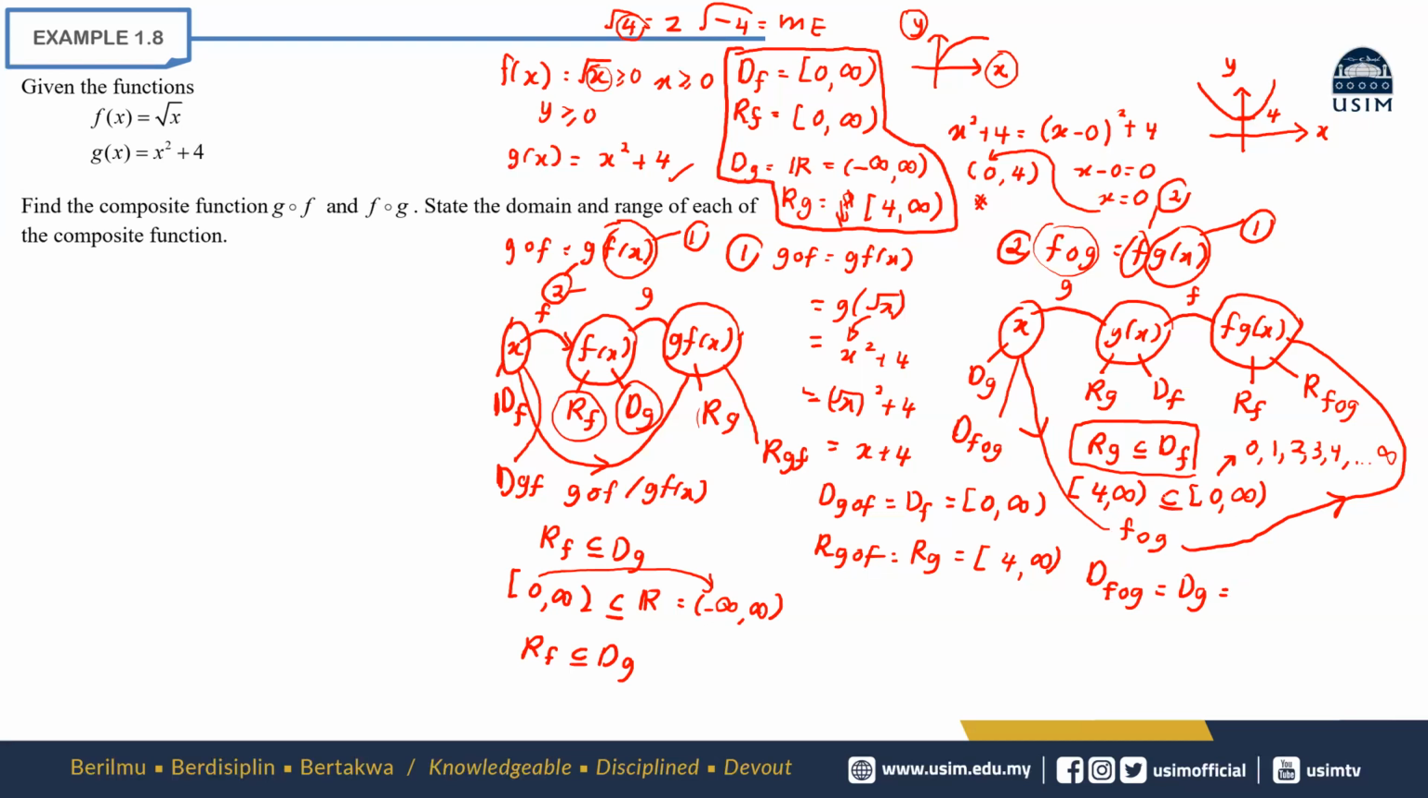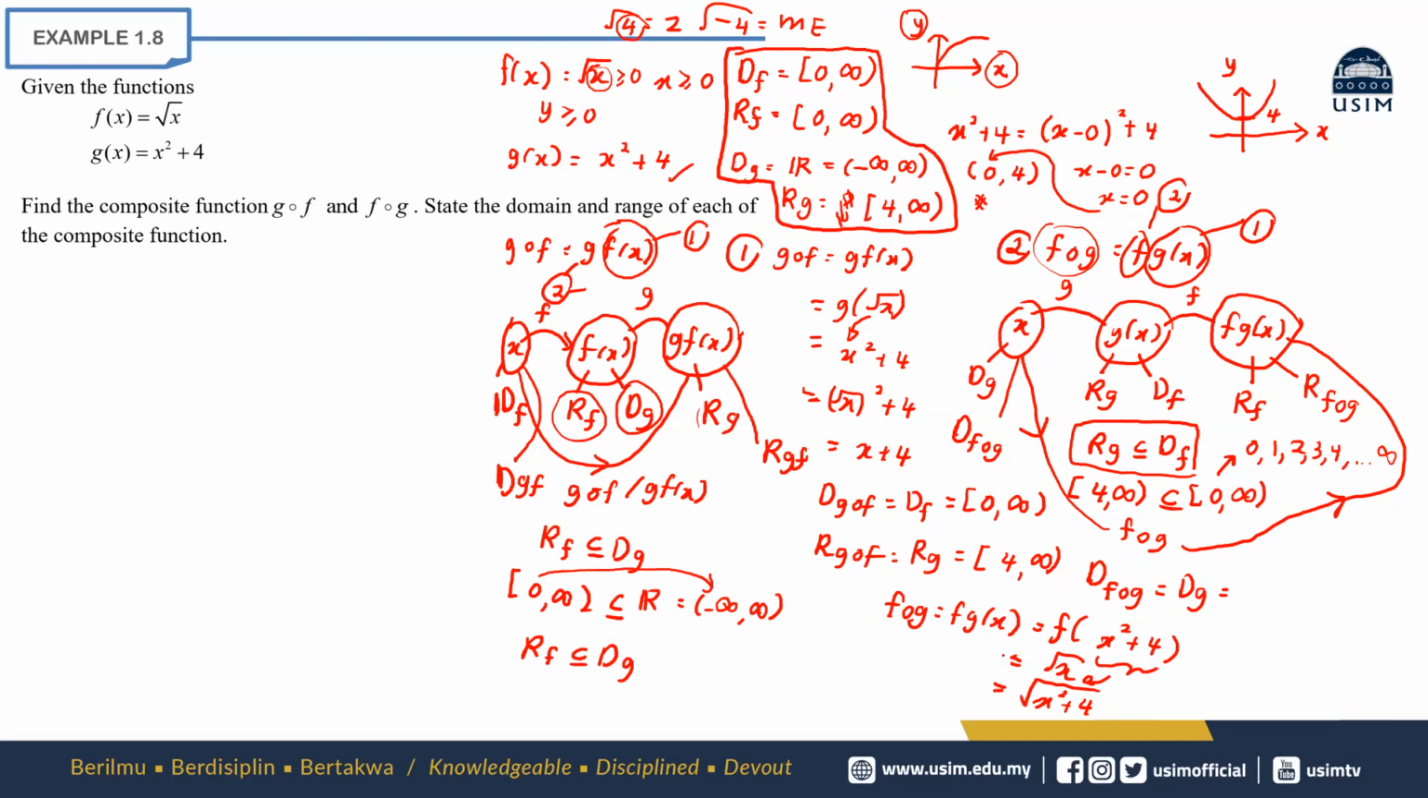We already know that F compose G exists, right? So before we proceed to find the domain and range, you have to find F compose G. F compose G is the same as F(G(X)). Okay, so what is G? G is equal to X squared plus 4, right? Okay, so F is equal to square root of X. So you have to substitute right here. So you will get the square root of X squared plus 4.